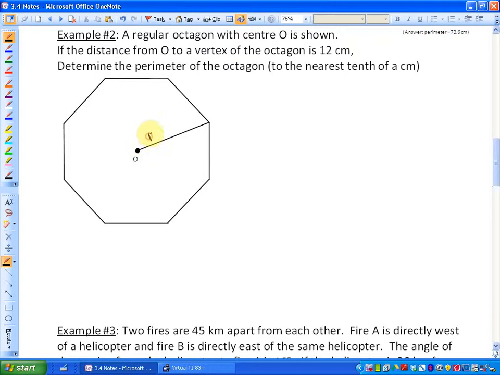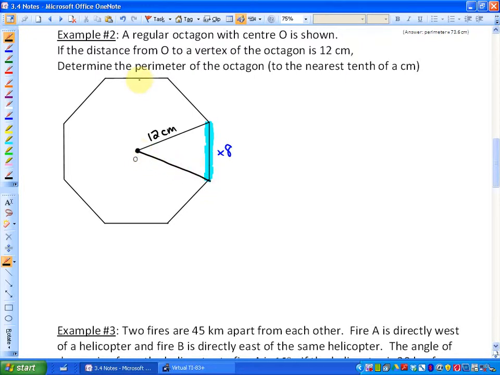But what this is saying is that from center O to a vertex is 12 centimeters. And we want the perimeter of the octagon. The big idea here is if we can find this blue length here, since this is a regular octagon, we could just take that length and times it by 8. So the goal is to find out that length. Many ways to do it. Again, I'm just going to show you one of the many ways. You might want to think about this a little bit by yourself as well. Here's one of the many ways.